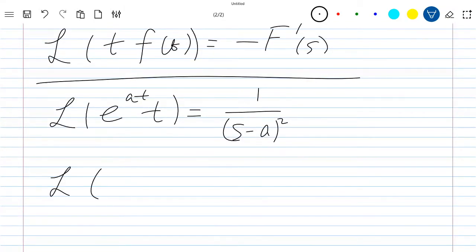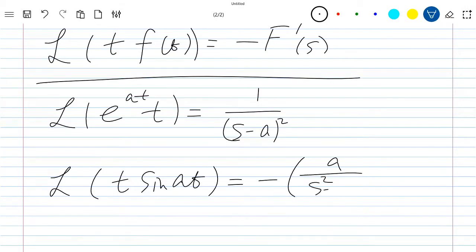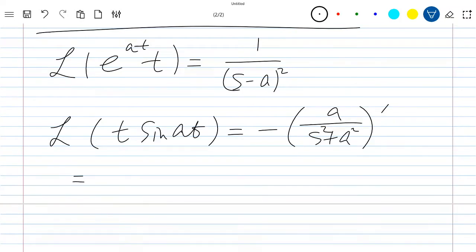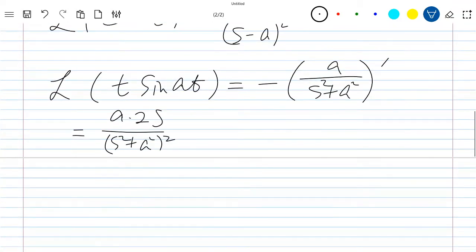And let's see what you have if you have t times sine at. Then you will have negative the derivative of what sine at gives you, a over s squared plus a squared, prime. And that would give you s squared plus a squared squared in the denominator, and the numerator is a times, it should be negative 2s, but the negative sign cancels, so just s. Right, so that's your t times trig function.